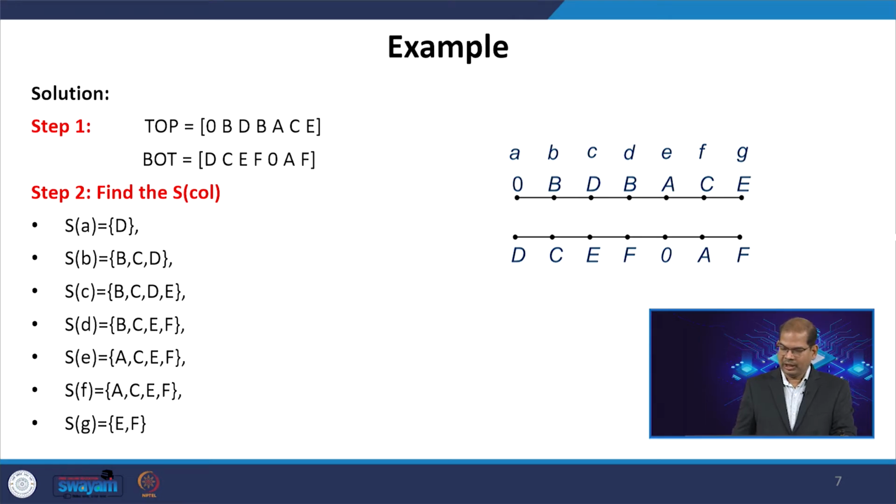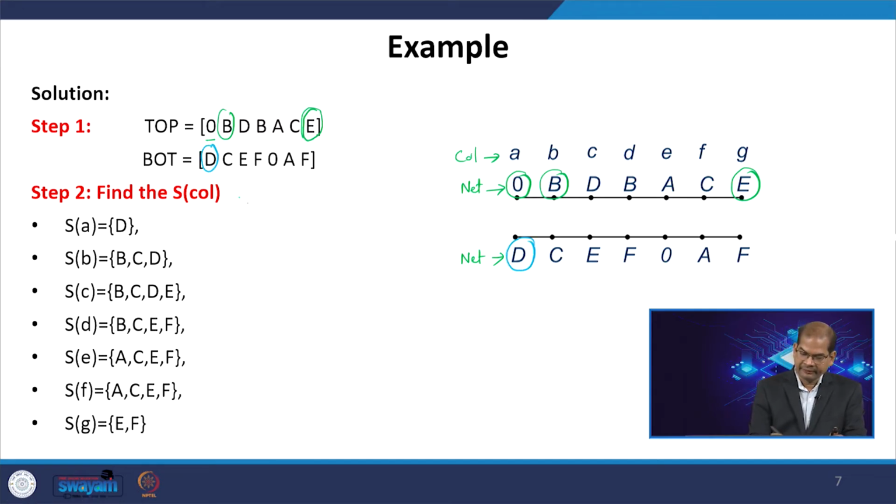We have the columns, and these are the nets: the top nets and the bottom nets. These are the net IDs. For the top we have 0, this B corresponds to this B, and this E corresponds to this E. Similarly, for the bottom, this D corresponds to this D and this F corresponds to this F.